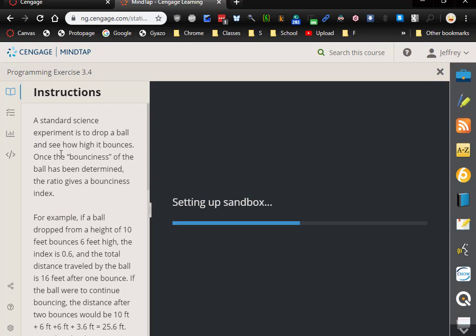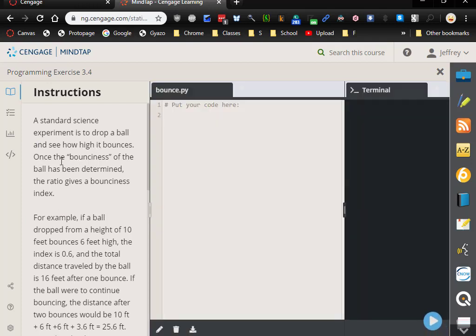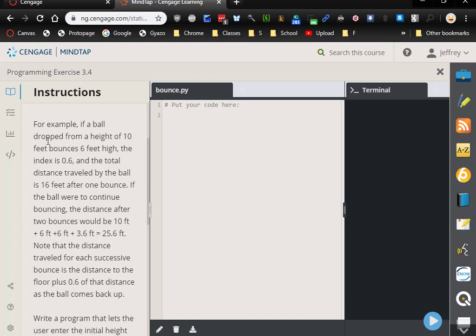The standard science experiment is to drop a ball and see how far or how high it bounces. Once the so-called bounciness of the ball has been determined, the ratio gives a bounciness index. For example, if a ball dropped from a height of 10 bounces 6 feet, that's a bounce index of 60%, right? Let's say the bounce factor is 50%. So you drop it from 10 feet, then it goes up 5, and then back down 5. And then what's 50% of 5? It's going to go up 2.5, and back down 2.5. And what's half of 2.5? 1.25, right? You see what it's doing? It's bouncing each time, each one being 0.5 of the prior number.